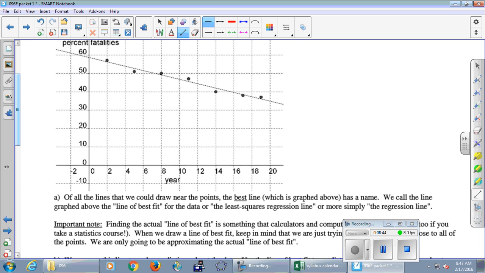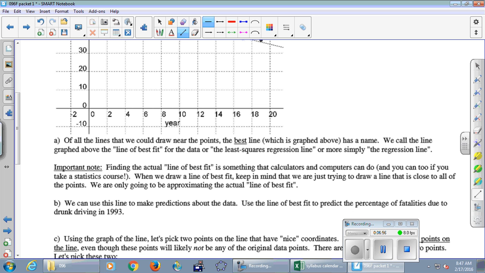So important note, finding the actual line of best fit, which is the one that's drawn here by a computer and not the one that I drew and not the one that any of you drew on the previous page. Finding the actual line of best fit is something that calculators and computers can do, and you can too if you take a statistics course. When we draw a line of best fit, keep in mind that we are just trying to draw a line that is close to all of the points. We are only going to be approximating the actual line of best fit. So don't go crazy, feel like you have to get it perfect. You don't have to, and that's a good thing because it's not possible to get it perfect just by freehand drawing a line, right? Just draw what you think is the best line.